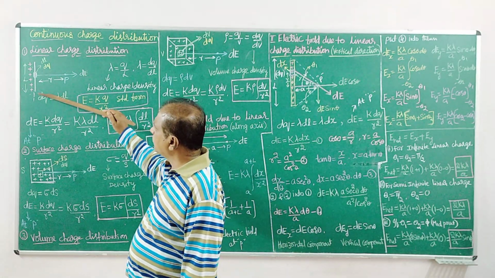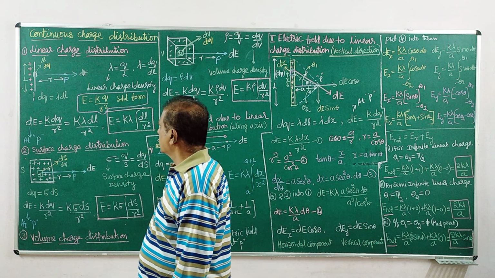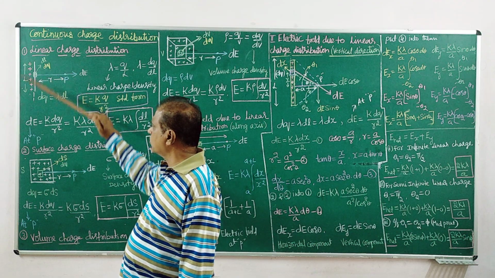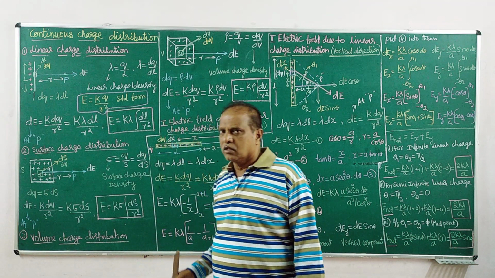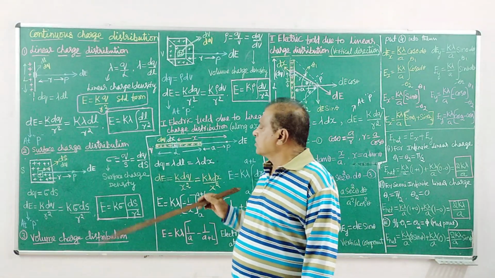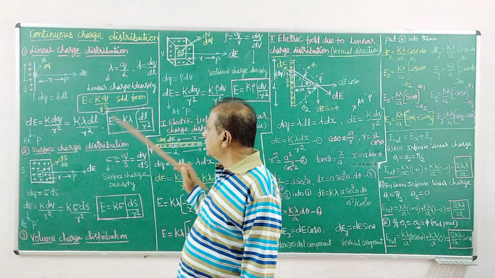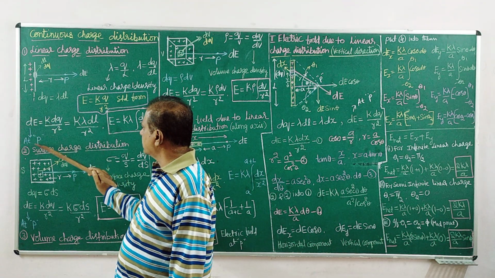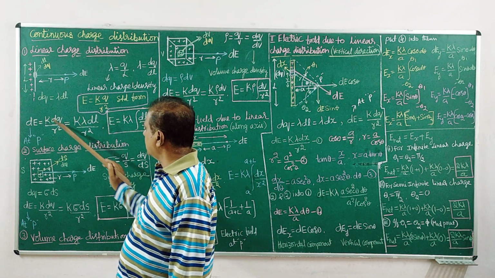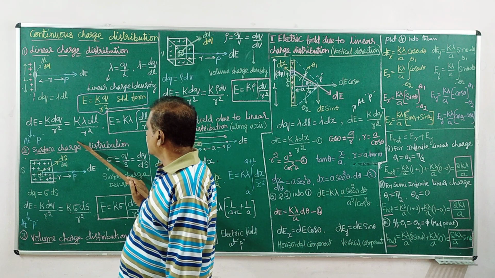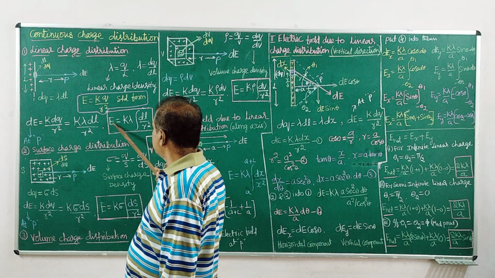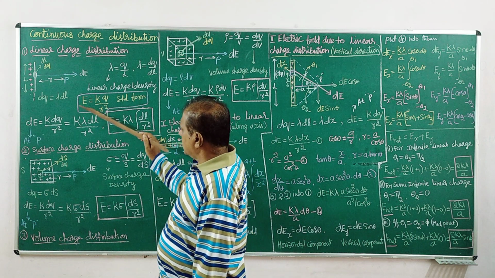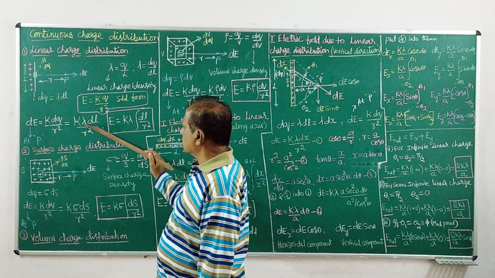But here, an infinite number of charges are there. I want the electric field for the entire amount of charge. That we get from the integration of the equation. That is integration of this differential equation. This is a differential equation. Integration of the differential equation: left hand side, right hand side. Integration of the left hand side is E, a finite value. Integration of the right hand side: K lambda is constant, take it out.